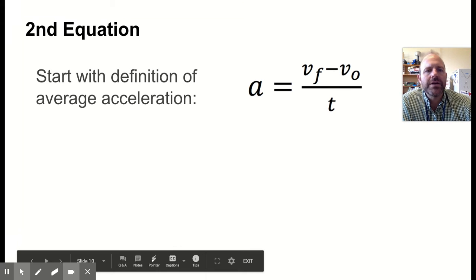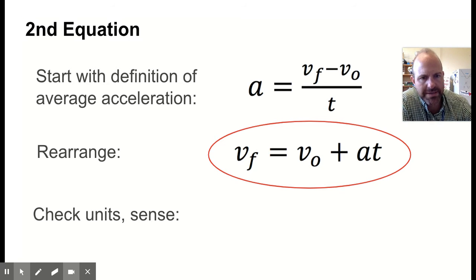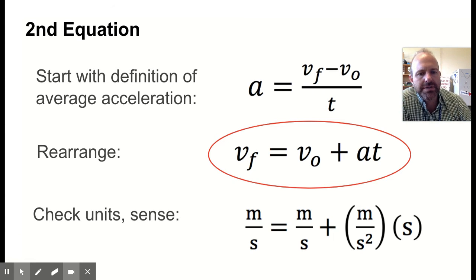The second equation we can look at is starting with the definition of average acceleration and do a similar thing. But in this case, we're just going to say, well, you could find the final velocity if you knew the initial velocity, how long it was traveling, and the acceleration rate. And if we check our units, that all makes sense. We have meters per second, which is equal to meters per second plus meters per second squared times seconds.